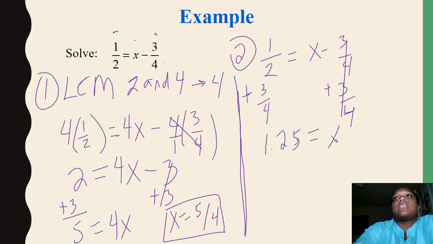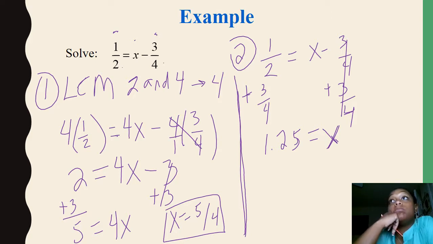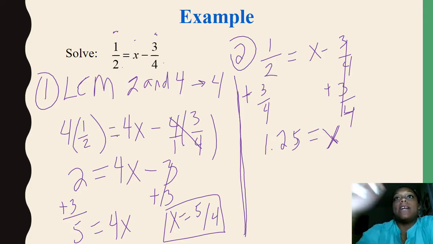equals x. Now the problem is, what if on your homework assignment it says to put in lowest fraction? So this isn't a fraction. This is a decimal. So if I'm going to think about this as a fraction, it's saying I have 1 and 1/4.